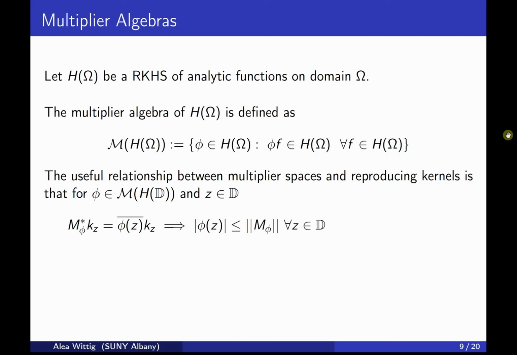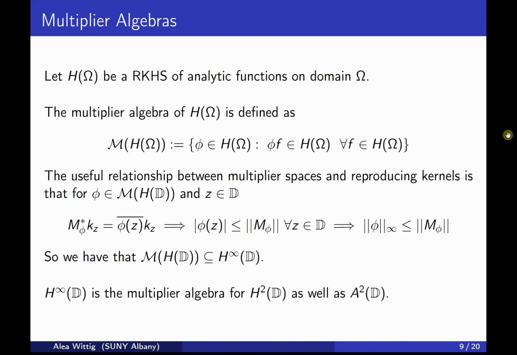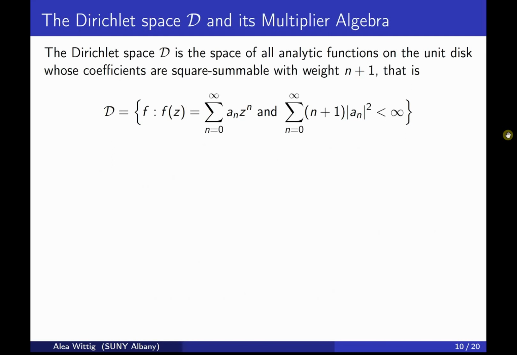So this implies that the supremum norm of phi is less than or equal to the multiplication operator norm. So the multiplier algebra of any reproducing kernel Hilbert space of analytic functions on the disk is contained in H infinity. As a couple of examples, H infinity is equal to the multiplier algebra for the Hardy space as well as the Bergman space. And we'll see that H infinity contains the multiplier algebra of the Dirichlet space, but it's not equal to it.